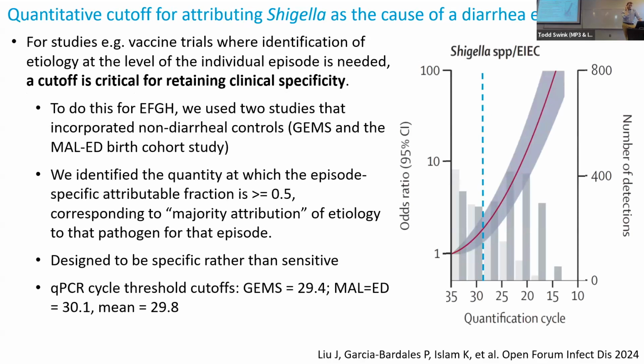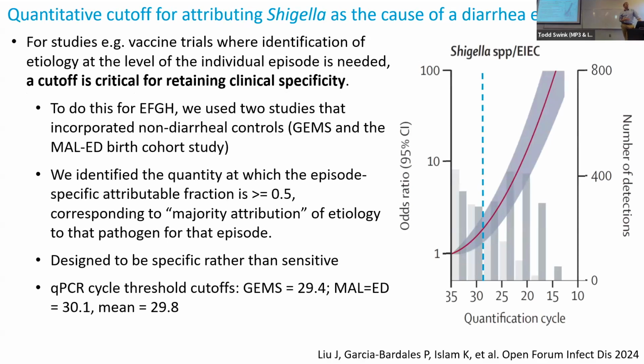All right, so to derive a cutoff, we effectively asked what is the quantity at which the episode-specific attributable fraction is greater than 0.5. A little secret for you if you don't already know: deriving cutoffs is really hard. It's always a trade-off of sensitivity and specificity. It depends a lot on whether you are developing a screening test or a confirmatory test, and how it is being used.